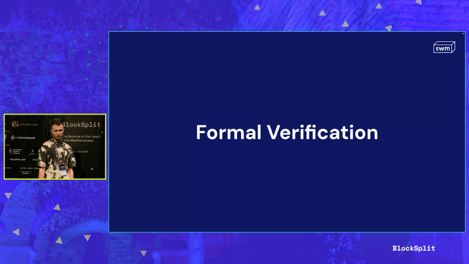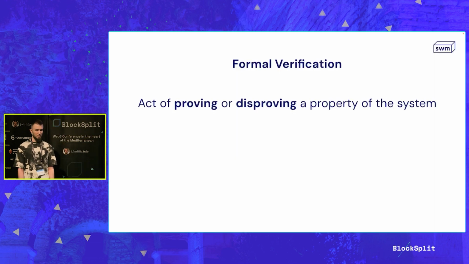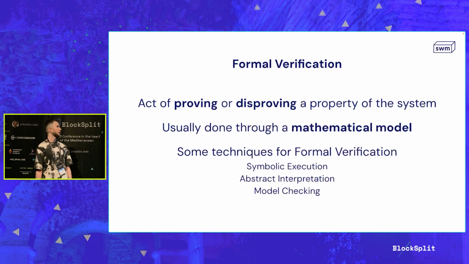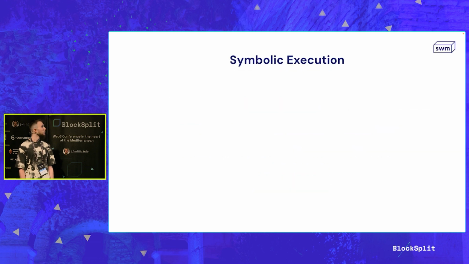And at last, we have formal verification, which, as the definition says, is the act of proving or disproving a property of the system, usually done through a mathematical model. So again, we're talking about some property of the system, also like a property or invariant. These are common words. Formal verification has many different techniques. Some of them include symbolic execution, abstract interpretation, and model checking. The one we'd like to talk about briefly is symbolic execution.